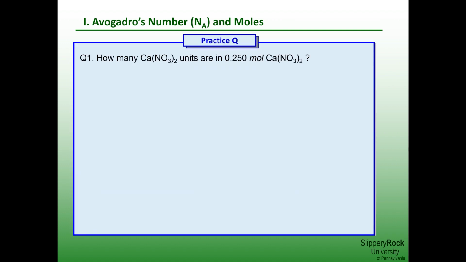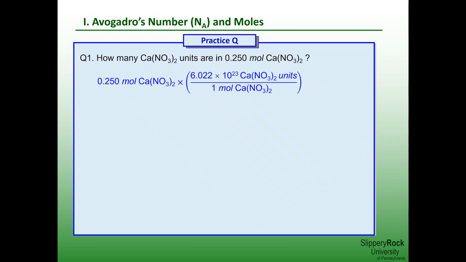Let's do some practice problems. How many calcium nitrate units are in 0.250 moles of calcium nitrate? We start with what we are given, 0.250 moles of calcium nitrate. By definition, 1 mole contains Avogadro's number of particles, which is 6.022 times 10 to the 23rd. So we multiply like this.